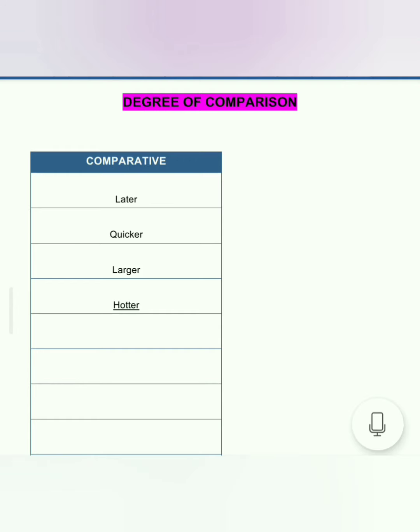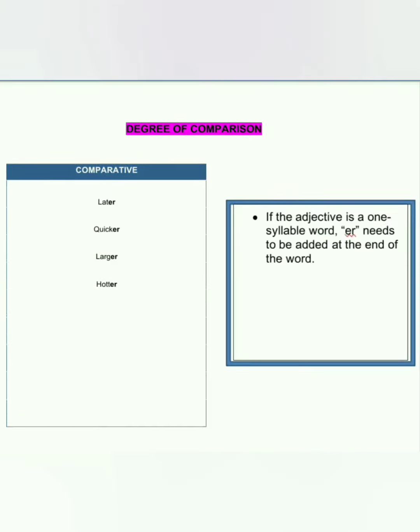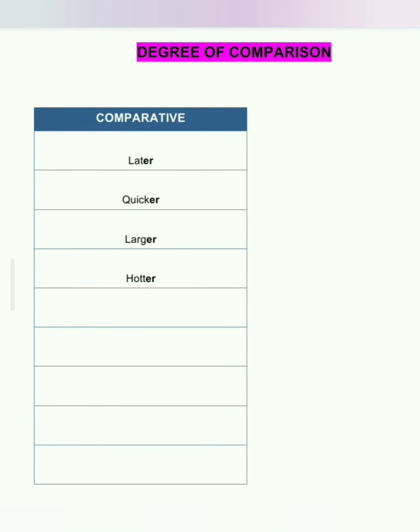So what is common and evident from these words in the comparative degree is the ER towards the end of the word, like later, quicker, larger, and hotter. You will notice that all these words end with the alphabets ER.